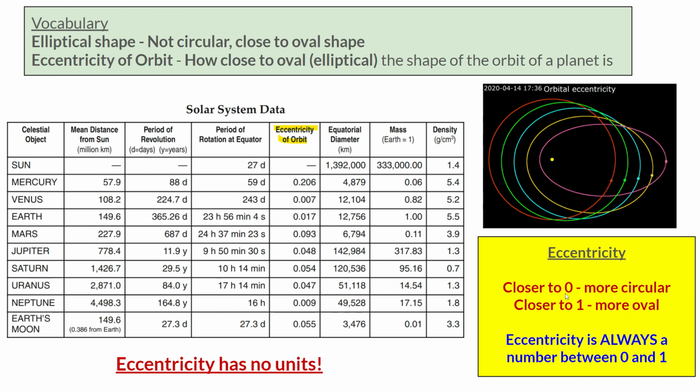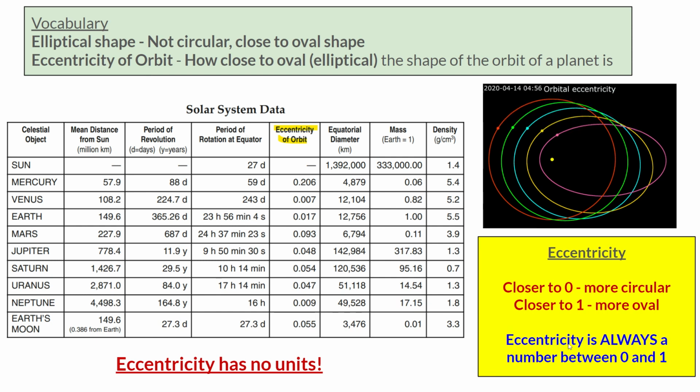So the closer to zero that your number for eccentricity is, the more circular the planet's orbit is, kind of like this red. And the closer to one your number for eccentricity is, the more oval or elliptical the planet's orbit is. Now, please don't use the word oval. It's just to help you understand the shape. We normally go with the term elliptical instead of oval when we're talking about celestial objects.